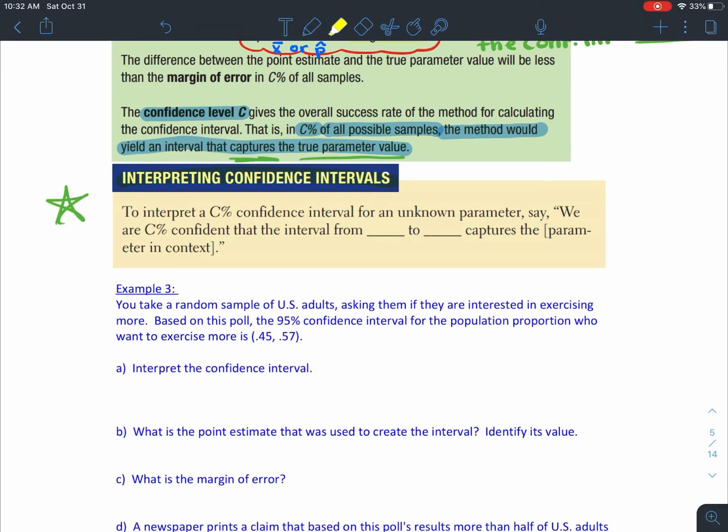Now, something that will absolutely need to be memorized is how to interpret a confidence interval. It's basically this small template right here where we just fill in the blanks. We would say we are blank % confident that the interval from, and then you fill in the 2 values from the beginning and end of your interval, captures the, and then you state what the parameter is in context that we are trying to estimate here. Okay, let's practice this with example 3 here.